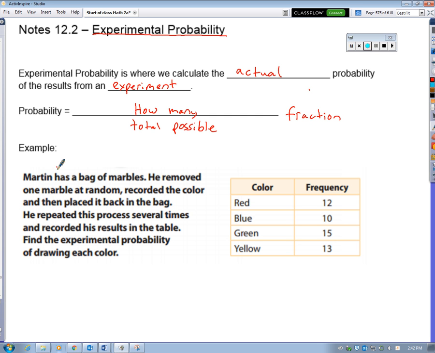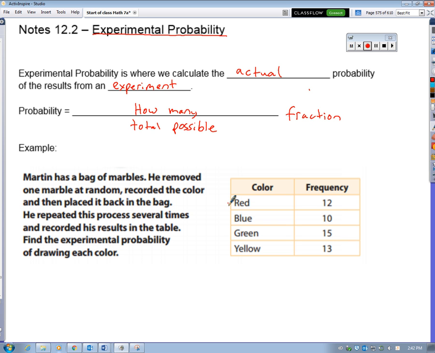Here is our first experiment. Martin has a bag of marbles. He removed one marble at random, recorded the color, and then placed the marble back in the bag. Here's his chart. He has these 4 different colors of marbles. He drew them out of a bag, put it back, and recorded the color every time as part of his experiment. He repeated this process several times and recorded his results in the table. Find the experimental probability of drawing each color.